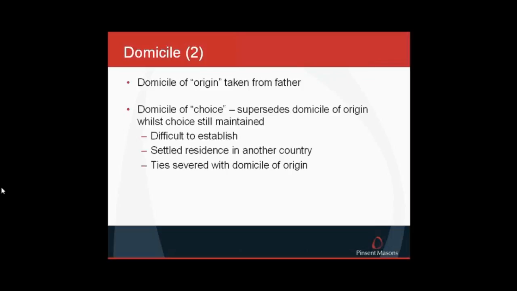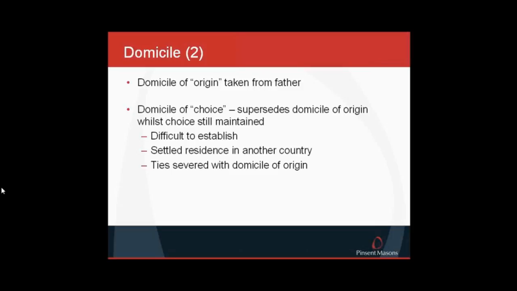Domicile is taken from your father, unless you're illegitimate, in which case it's taken from your mother, i.e. if you were born outside of marriage. But generally speaking, it's taken from the father. Whatever your father's domicile was at the point of your own birth, that's your domicile of origin. And that's the domicile which goes with you for the rest of your life, unless you acquire a domicile of choice. If you do acquire a domicile of choice, that would supersede your domicile of origin for so long as that choice has been maintained.